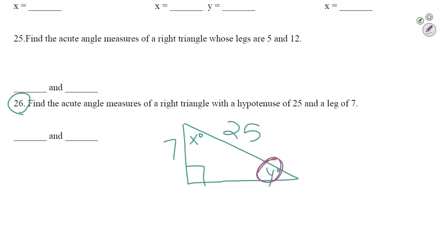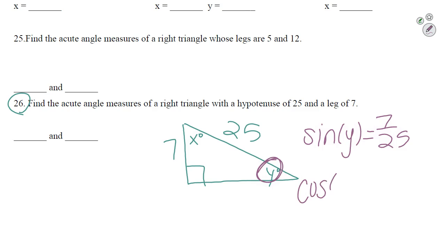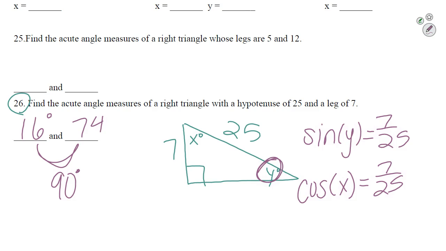So if I'm looking for y, I've got opposite and hypotenuse. Sine of y equals opposite over hypotenuse. And you press second sine. We would do the same thing for x, but now it would be the cosine. The 7 is adjacent and 25 is the hypotenuse. So if I do second sine, 7 divided by 25, I get 16 degrees. And I could just subtract that from 90, or I could do second cosine 7 divided by 25. And I get 74 degrees. You should always check these two should always add up to 90 degrees.